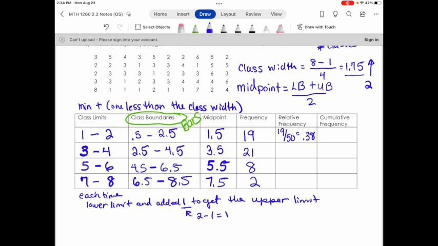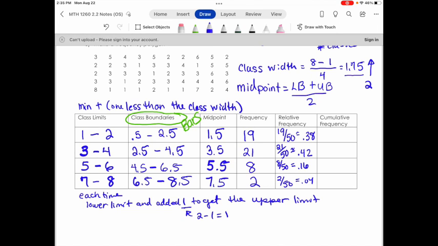Now, the second class, we have a frequency of 21. So I'm going to have 21 out of 50, and you can put that in terms of a decimal, that's 0.42. Or you can say 42%. Approximately 42% of the data lies on the interval from 2.5 to 4.5. And we're just going to go through and do that for the rest of the classes. For class 3, that's about 16% or 0.16. And then for the last class, it's 2 out of 50, so that's about 4%.